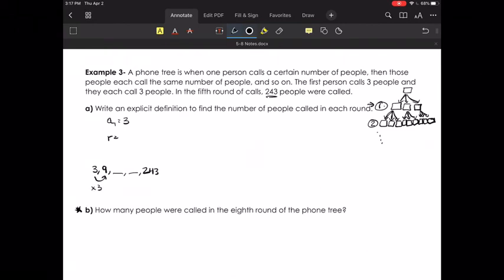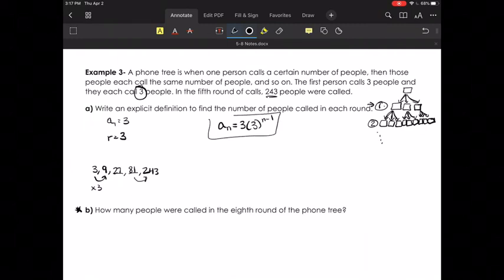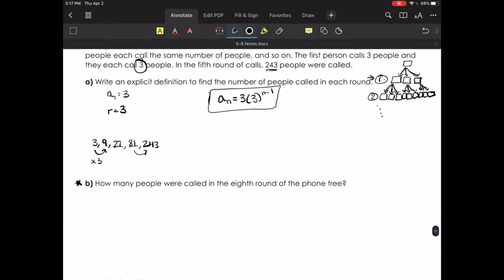So I'm multiplying times 3. Okay, 9 times 3 gives me 27. 27 times 3 gives me 81. And 81 times 3 does give me 243. Okay, so my common ratio that I'm multiplying by here is 3. That comes from them calling 3 people. So I just got to plug both of those into my formula. And I have an equals 3 times 3 to the n minus 1. Your first term times your common ratio to the n minus 1. So that's my explicit definition.